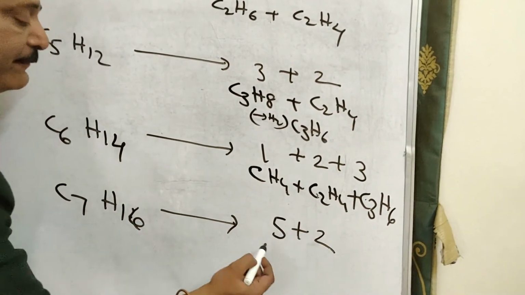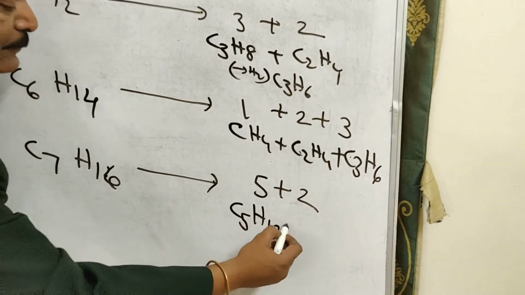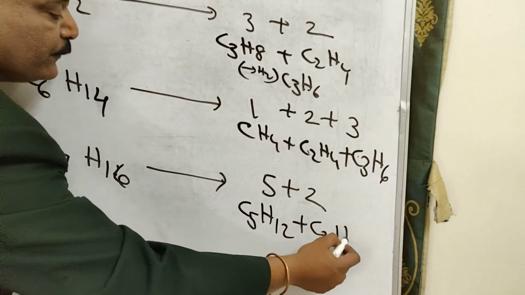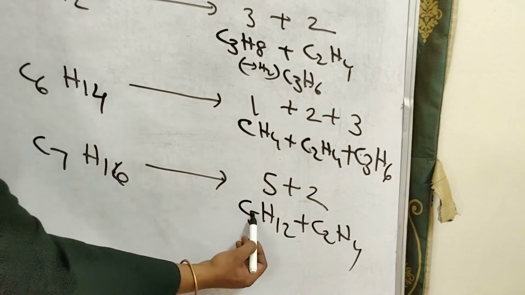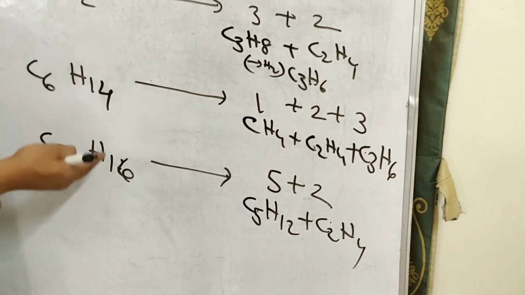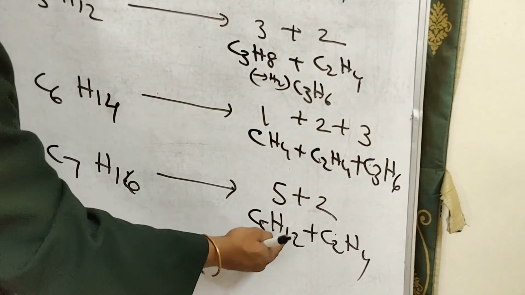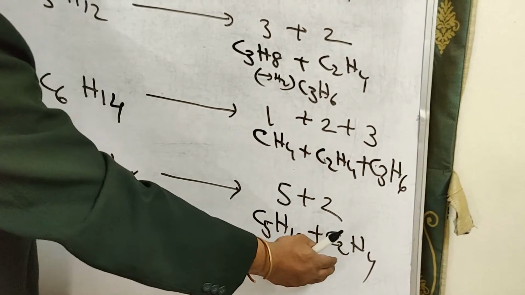Now, heptane, C7H16, 5+2. 5 is pentane, C5H12, plus the second one is ethylene, C2H4. Now count: 5+2 is 7, and 12+4 is 16. That means heptane undergoes pyrolysis or cracking and gives 2 products. One is pentane, the second one is ethylene.